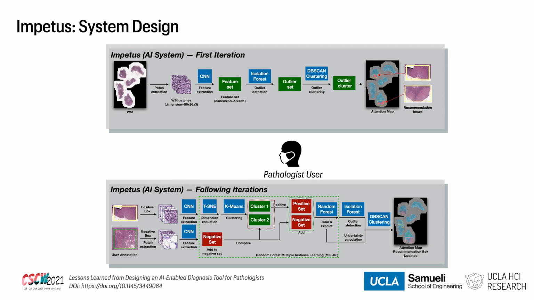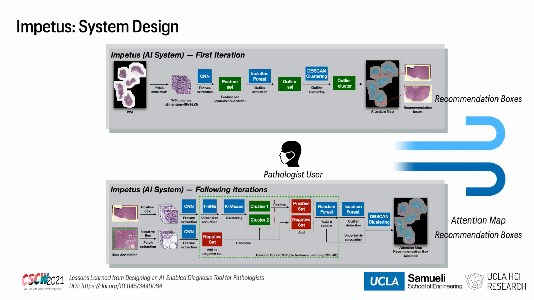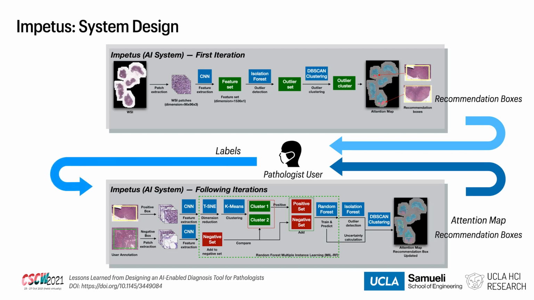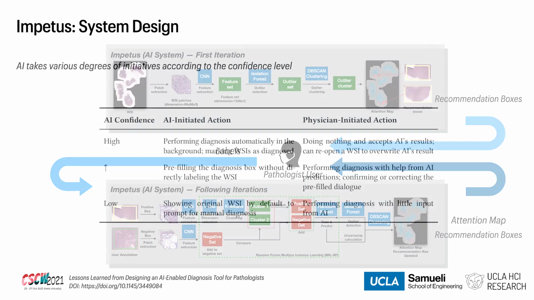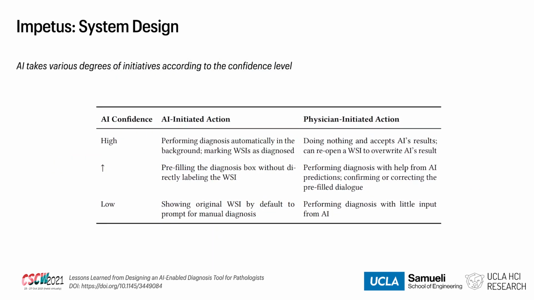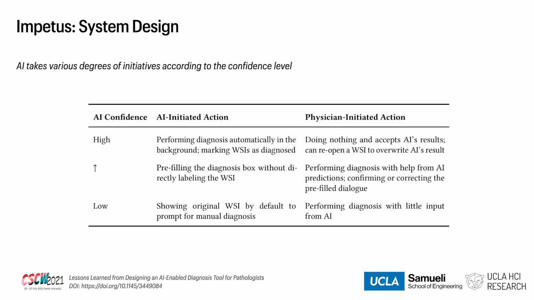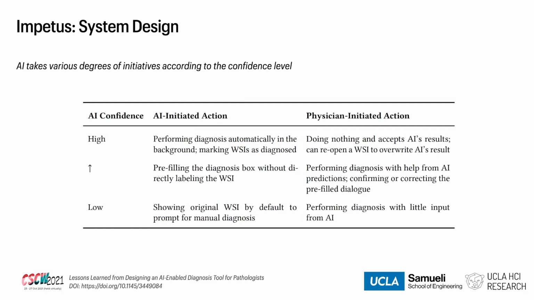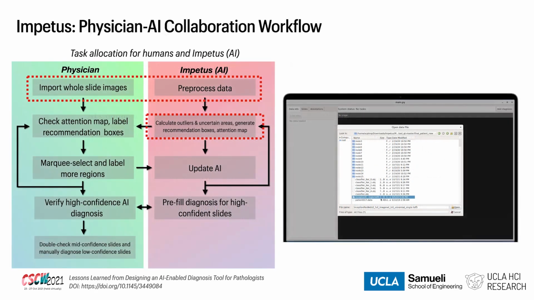From the AI's perspective, Impetus provides recommendation boxes, a map of outliers and certain regions to draw the attention of pathologists. From the human perspective, pathologist users can provide labels to train the AI on the fly without incurring significant extra effort. Meanwhile, we split the roles of physicians and AI in the diagnosing task, partitioning the AI and physician-initiated actions. In Impetus, AI takes various degrees of initiative to assist pathologists, from full automation to complete invisibility, based on its confidence. Next, let us walk through Impetus' scenario to see how the tool works with pathologists.